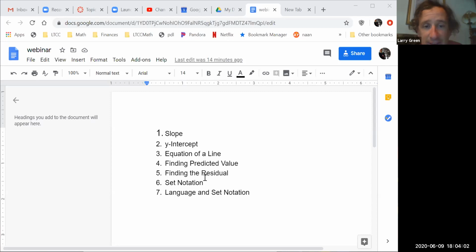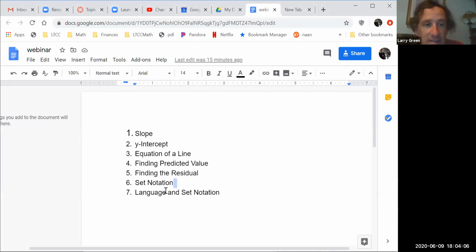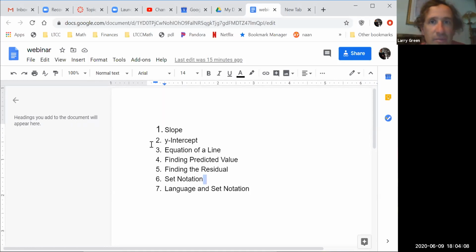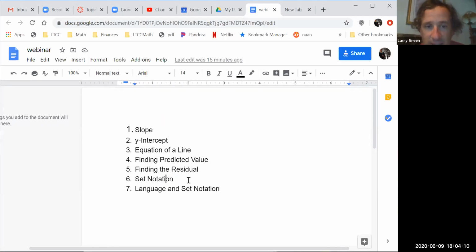And then after that, we'll get into set notation. So we'll take a look at a set with some brackets and stuff, and we'll try to understand how to read it. And then we'll get into how to create set notations if you're given a sentence. So I call it language and set notation. So that is the plan today.